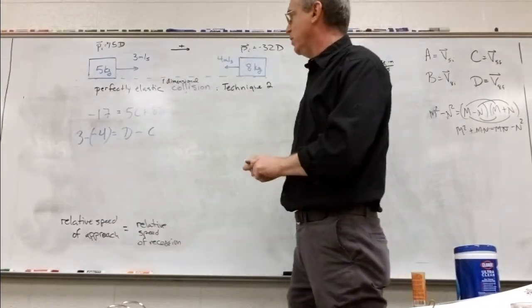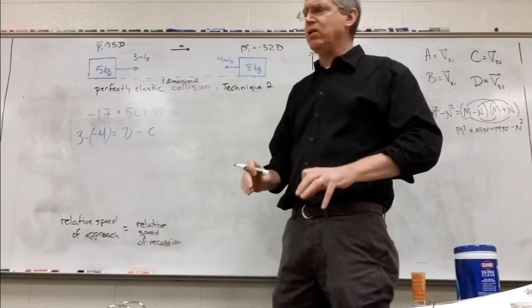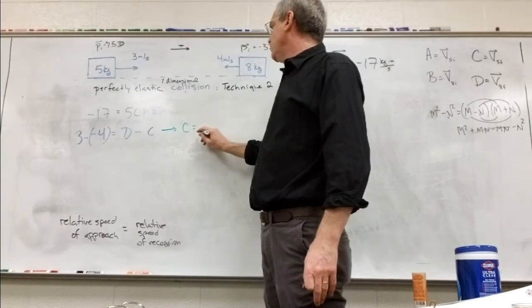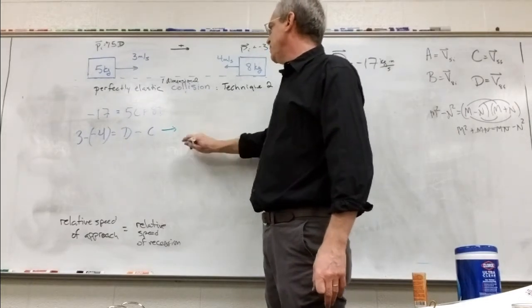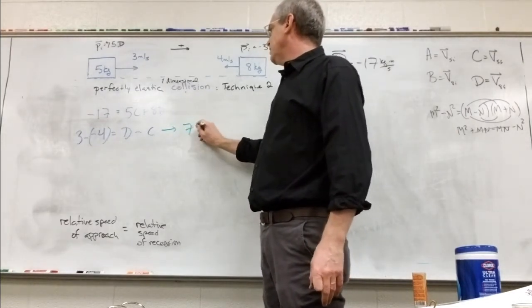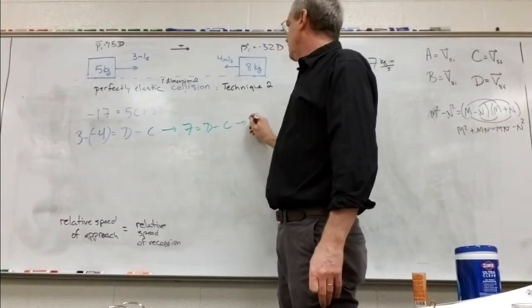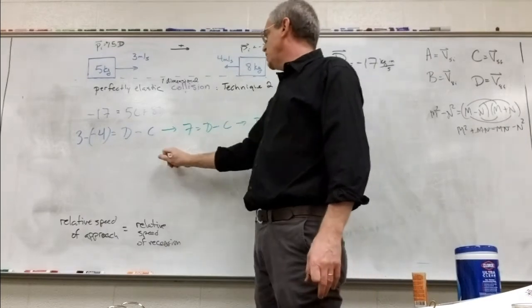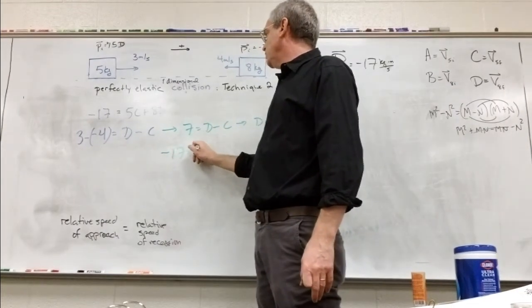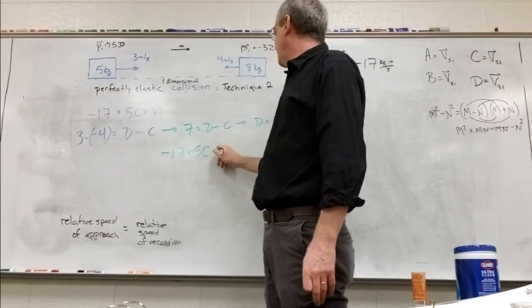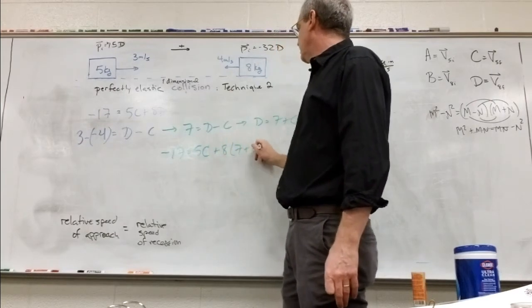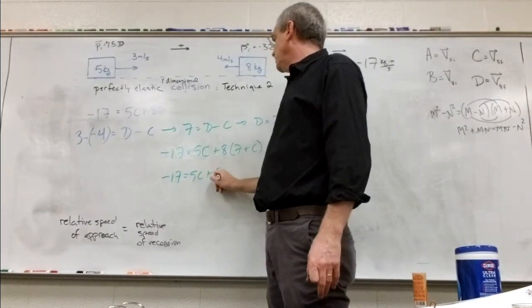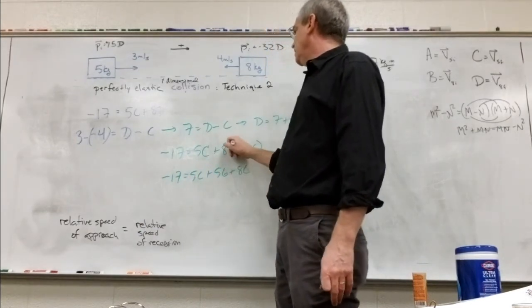This is a whole lot simpler. The quadratic has already been taken care of. And so here we can solve for d, it might be easier. So this is 7 is equal to d minus c. And so d is equal to 7 plus c. I plug that into the first equation. I get negative 17 is equal to 5c plus 8 times 7 plus c. So negative 17 is equal to 5c plus 56 plus 8c, distributing.